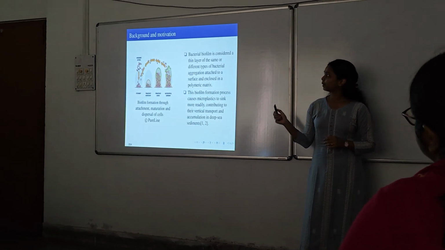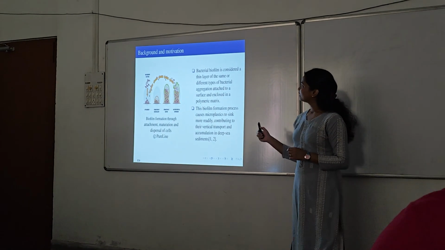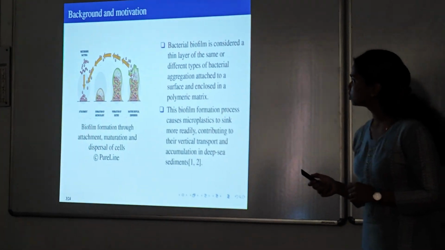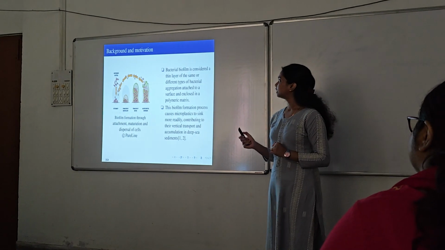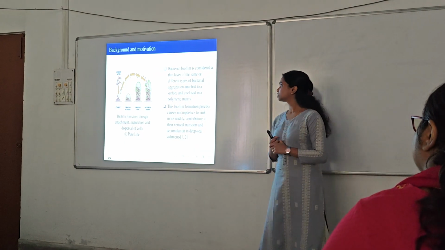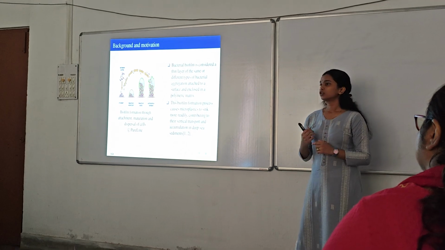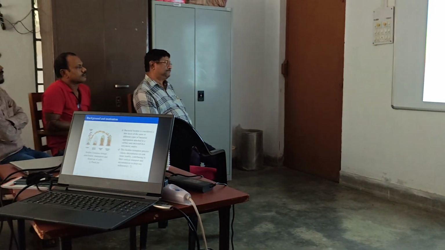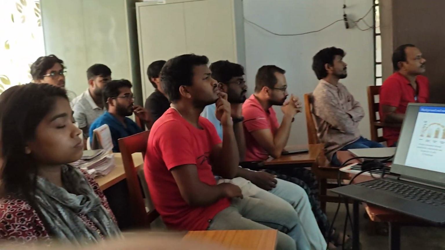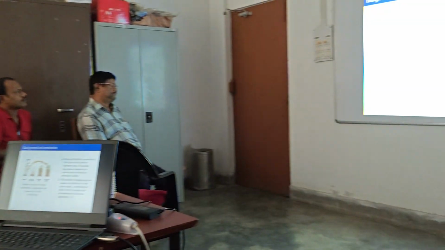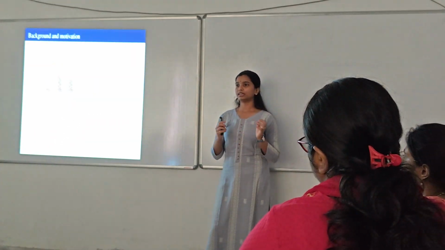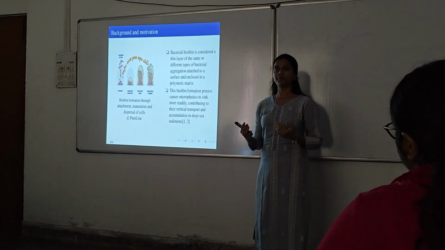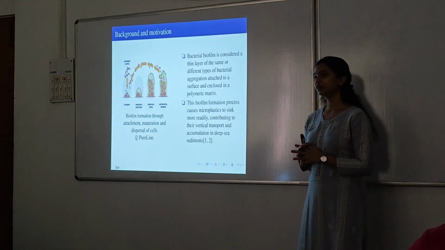Next definition is the bacterial biofilm. A bacterial biofilm is a thin layer of the same or different types of bacterial aggregation attached to a surface and enclosed in a polymeric matrix. So what is the significance of bacterial biofilm in this pollution-dominated system? That pollution and disruption has a natural remedy until a certain point.